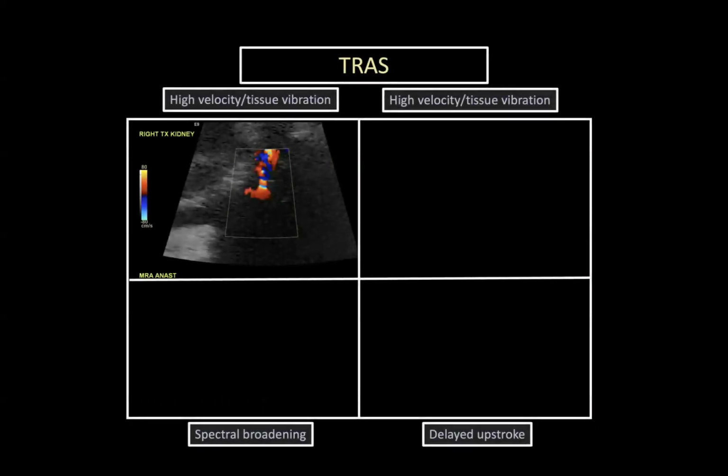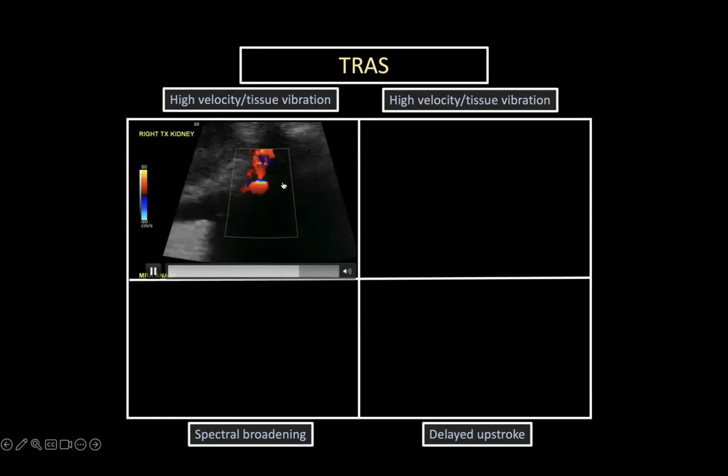So what do we see on ultrasound? Well, we see a few things. Here's an example of our iliac artery, and you can see the renal artery coming off. We have very high velocities here. You can see the aliasing that's going on there.